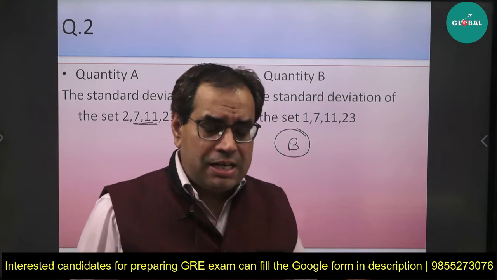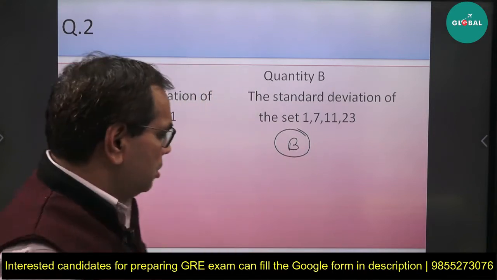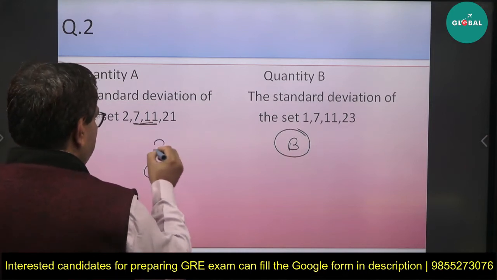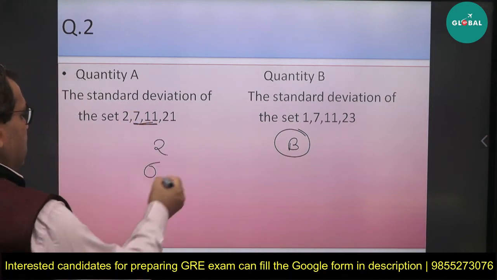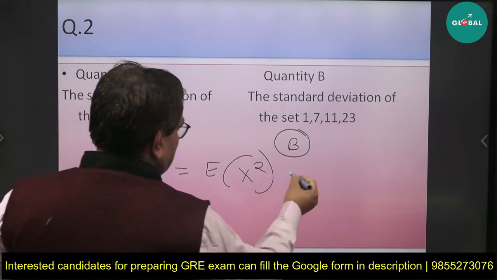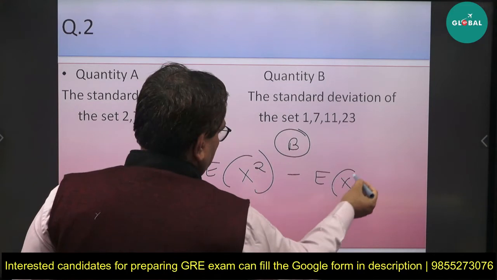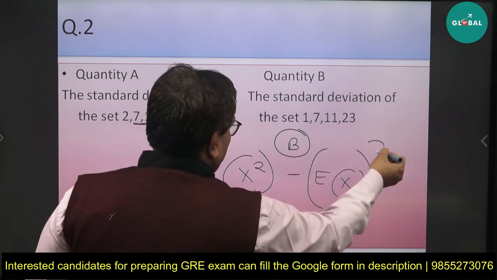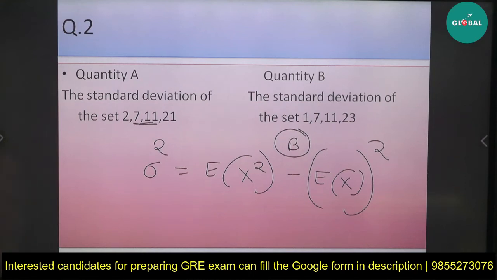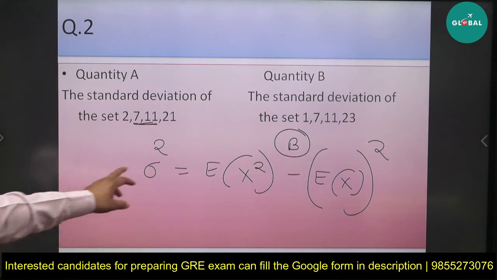Okay, but if you still want to compute, there is one formula: sigma square, the variance of a data set, is equal to E of x square minus E of x whole square. However, you need not apply this formula in the GRE exam because directly you can check. But still you should know the formula. Variance is equal to this one.